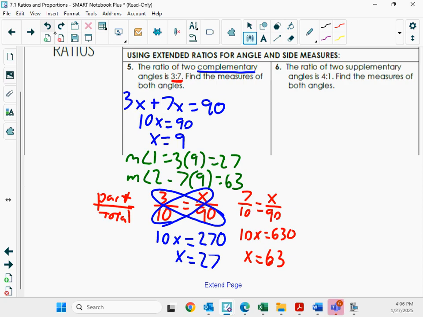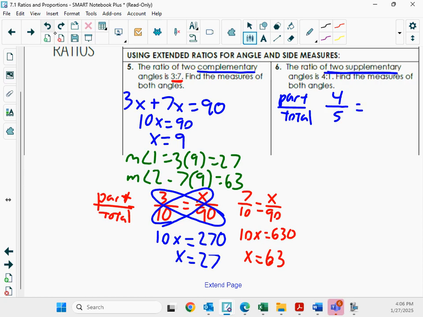Let's do this ratio way. Sorry, the part over total way for question 6. And I think it's always good to write out part over total because I don't want to do 4 over 1. 1 is not the total. Don't make that mistake. 1 is not the total. So part is 4, the total is 5.